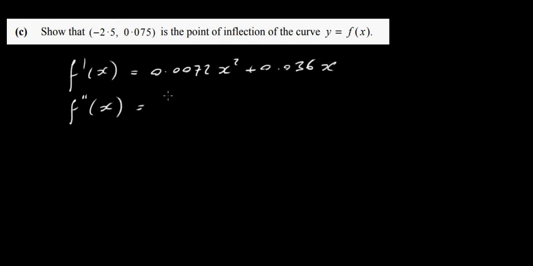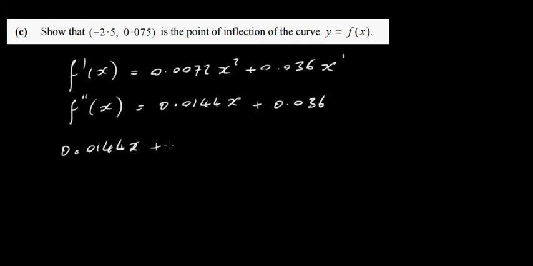For the second derivative, we multiply 0.0072 by 2, and that gives us 0.0144. We have the x here as well. We've got to reduce the power by 1, so there's just x to the power of 1 here. Take our 1 here, multiply that by 0.036, and you get 0.036. There is an x here, but it's to the power of 0 now, and that will just give me 1. So this is my second derivative, and we've got to let this equal 0.